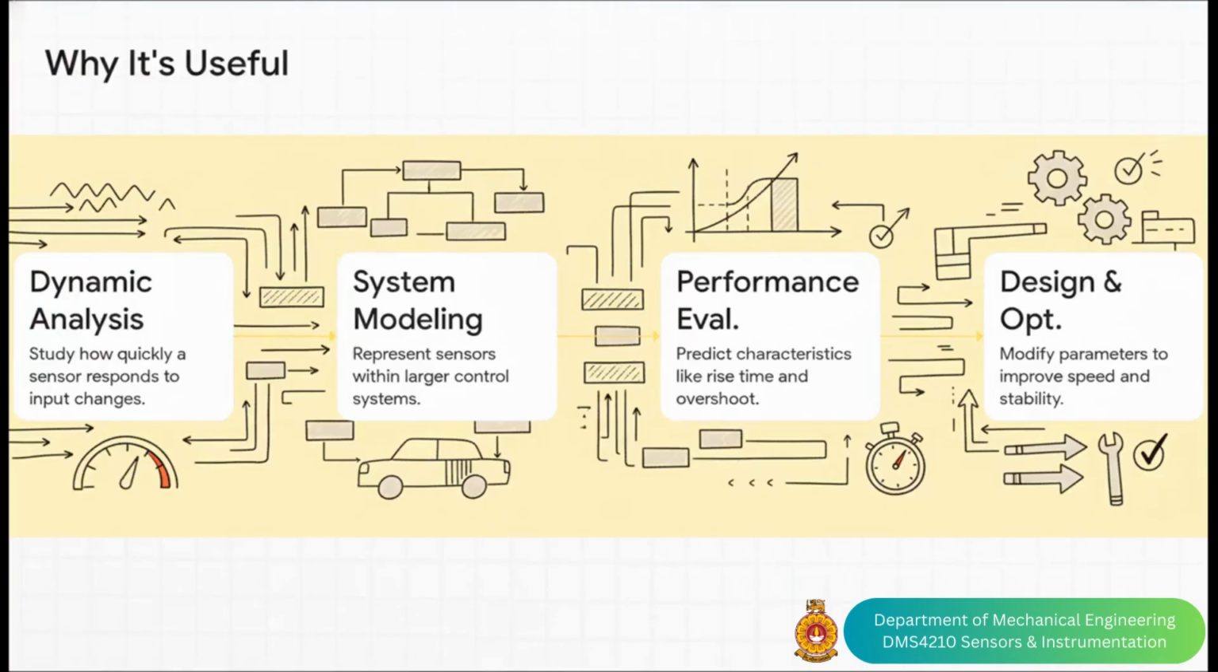Well, it matters because this mathematical language lets them do some pretty incredible things. They can analyze how a system is going to react before a single part has even been built. They can model a sensor as just one block in a huge, complex system, like the one for a self-driving car. It lets them evaluate performance, predict things like rise time and overshoot, and ultimately design and optimize better, faster, and more stable technology for all of us.